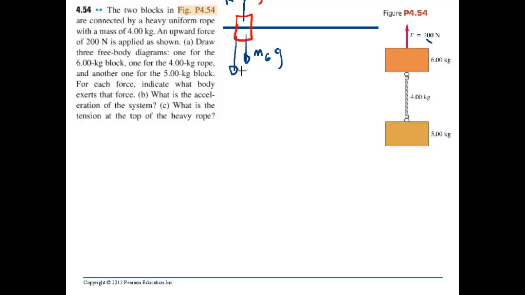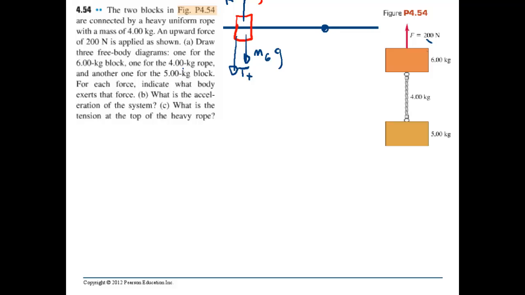And it's also going to have some tension at the top of the rope. That's what my little subscript T there means, tension at the top of the rope. Because the rope has some mass, the tension at the top of the rope is not going to be the same as the tension in the bottom of the rope.